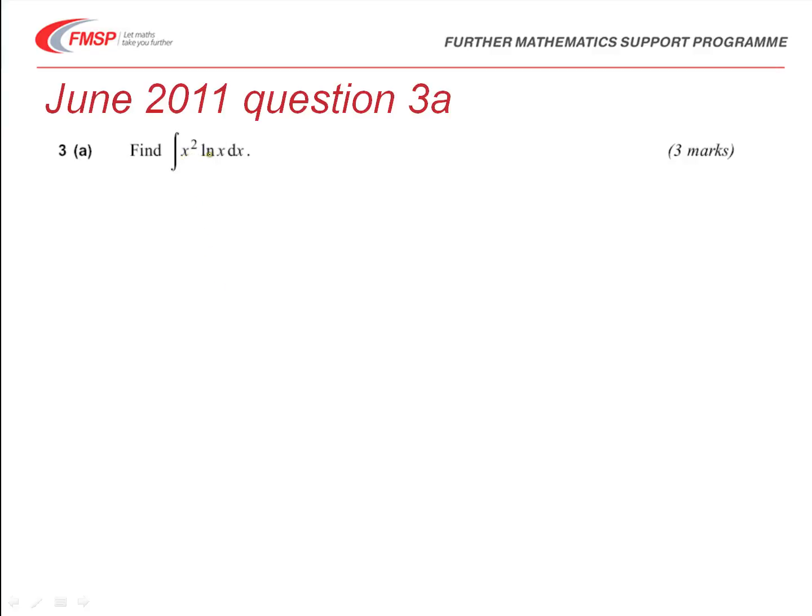You should know for the two parts you label one part u and one part dv by dx. Since you only know how to differentiate ln x, the sensible thing to do is to let u equal ln x and then let dv by dx be equal to x squared. Then you can say that du by dx is equal to 1 over x, the differential of ln x, and v will be equal to x cubed over 3.